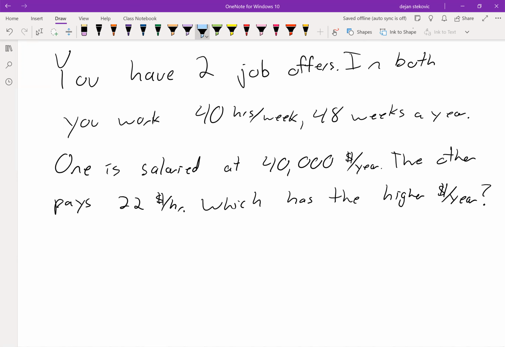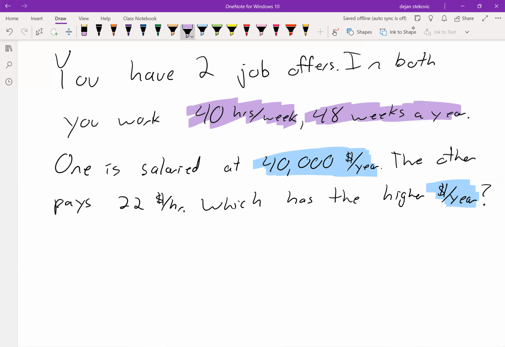And so if we think about our desired unit, we want to know which one has the higher dollars per year. So we need to go ahead and compare those, right? For one of them, we're already given dollars per year, so 40,000. So now we just have to figure out if the other job pays more than 40,000 or less than 40,000. And then we can think about what information we're given in this question, right? So we're given 40 hours per week. We're given 48 weeks in a year. And then we're given $22 per hour. And if we think about our desired units, we want dollars on top and then year on the bottom.